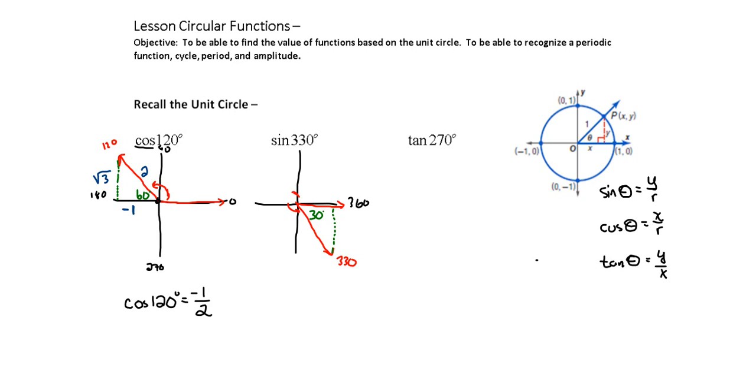So across from the 30 is 1. Across from the 60 is the square root of 3, and across from the 90 is the 2. This time we are doing sine. So sine of 330 degrees is equal to opposite over hypotenuse, which is 1/2 again.